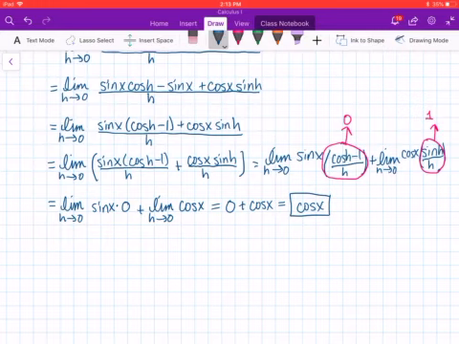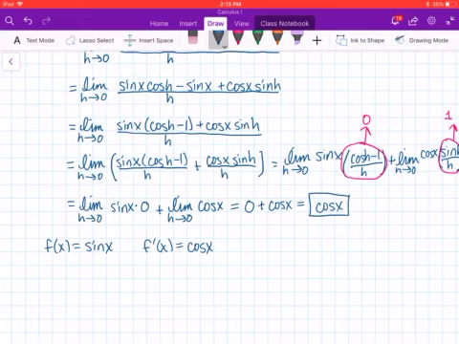Now, isn't that crazy? I knew that sine was related to cosine, but I would have never thought that its derivative was cosine. And there we go. And that's what we want to memorize here. And now we don't ever have to do that ever again.